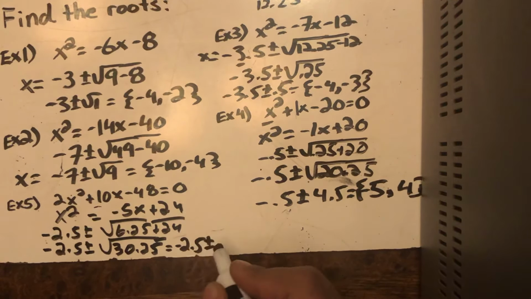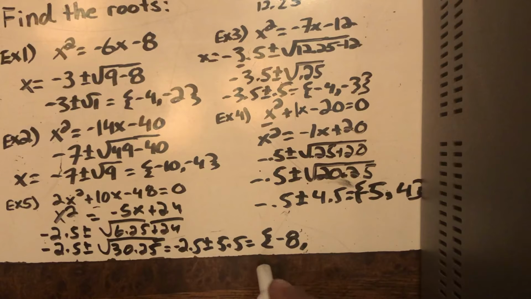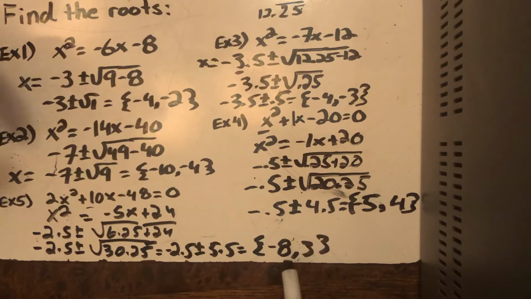So that's equal to negative 8, and it's also equal to 3. Okay, so this method's pretty neat, pretty handy. Keep practicing, we'll get better.